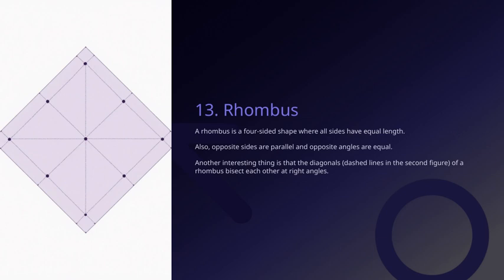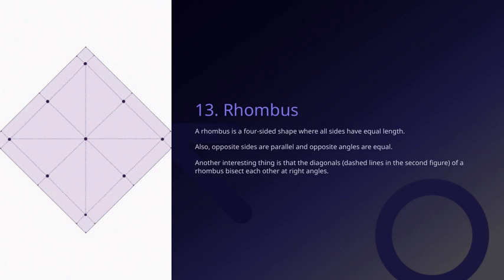Now, here's something really fascinating about the diagonals, those dashed lines in the second figure. They bisect each other, meaning they cut each other exactly in half, and they do so at right angles, which means they cross at 90 degrees. This perpendicular intersection of diagonals is a defining feature of a rhombus and plays a crucial role in its properties and how we analyze it.